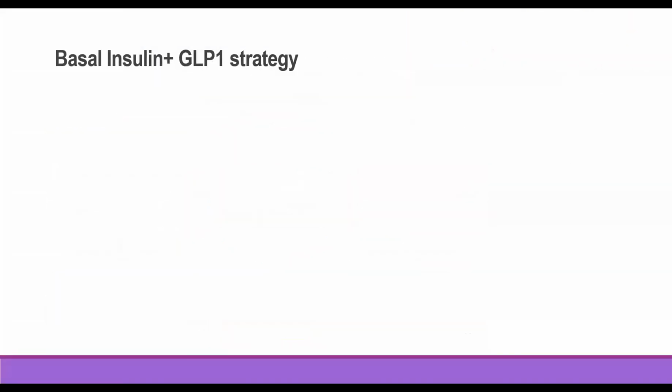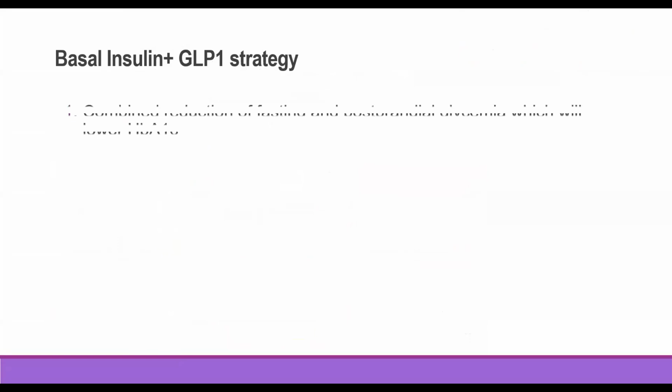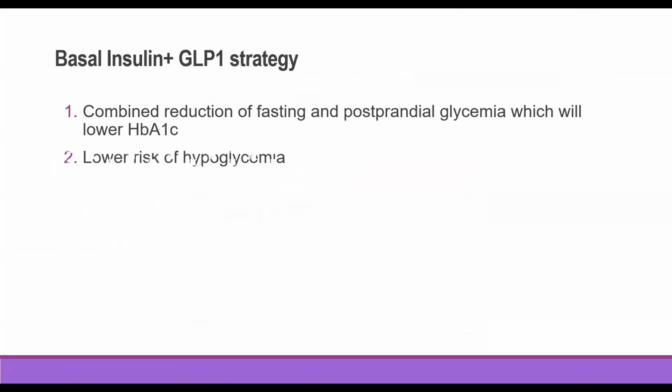Now, basal insulin plus GLP-1 is a very, very good strategy because they are very complementary to each other. A combined reduction of fasting and postprandial glycemia leads to lowering of A1c level. It has got a lower risk of hypoglycemia because if you give premixed insulin twice daily or basal bolus regime, it will have a higher possibility of hypoglycemia. On the other hand, basal insulin has got a very low possibility of hypoglycemia, and GLP-1 receptor agonists do not cause hypoglycemia. So a combination of the two has a very low risk of hypoglycemia.